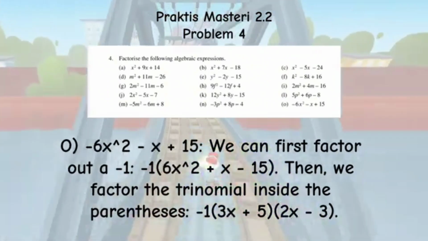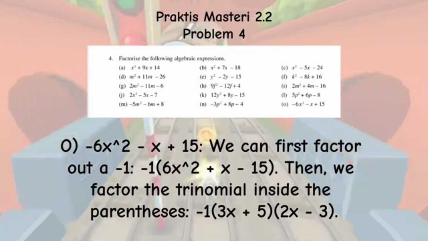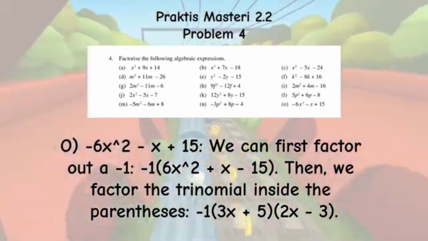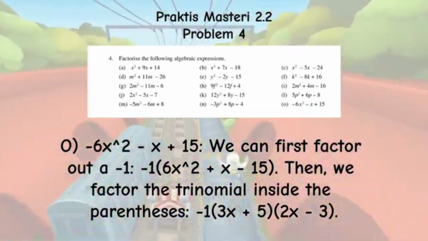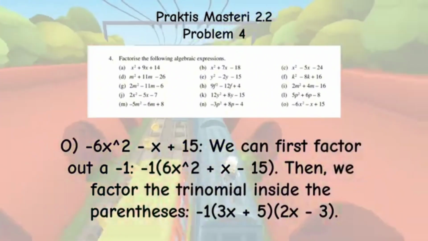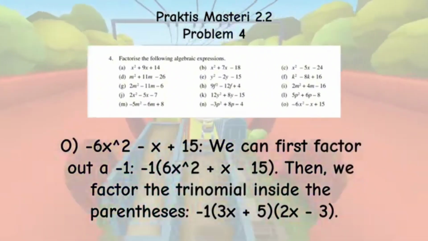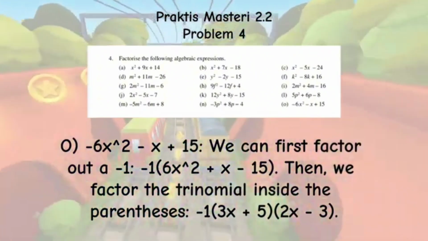o) −6x² − x + 15. We can first factor out a −1: −1(6x² + x − 15). Then, we factor the trinomial inside the parentheses: −1(3x + 5)(2x − 3).